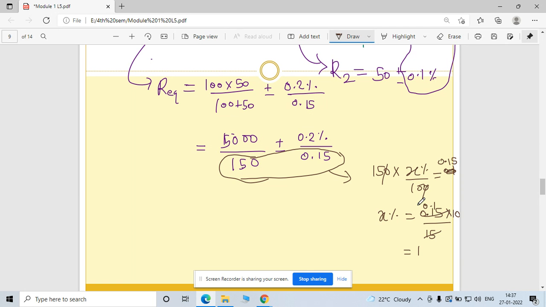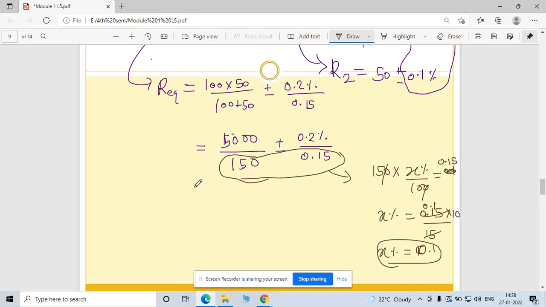Is the calculation correct? 150, 0.1%. 150 divided by 100, the 1 cancels. It will be 0.1. Yes, it will be 0.1. Okay. So 0.1% is coming here also, okay?